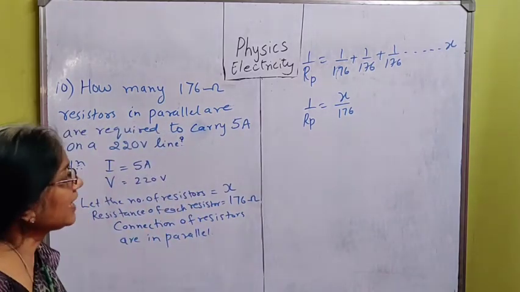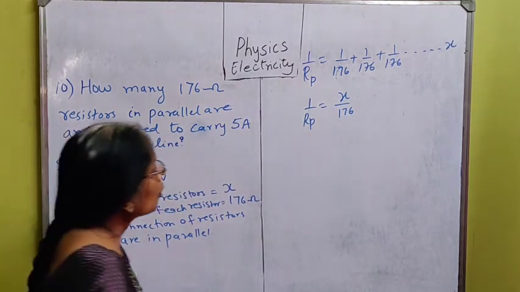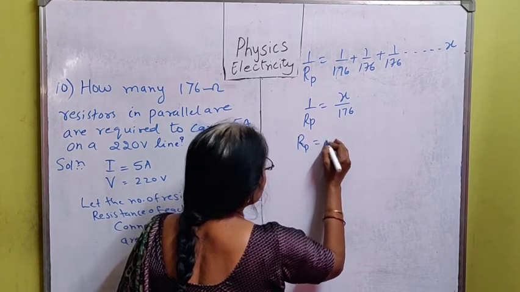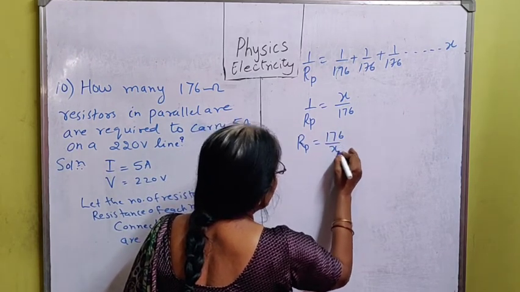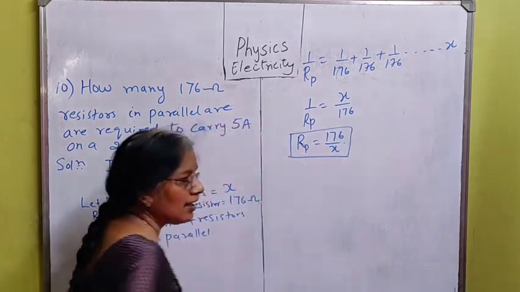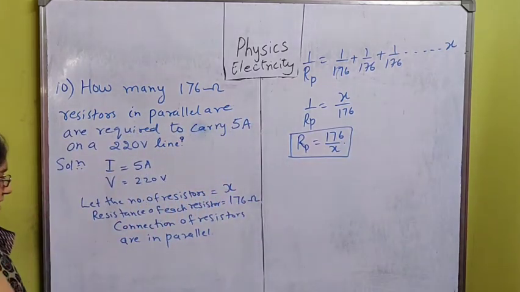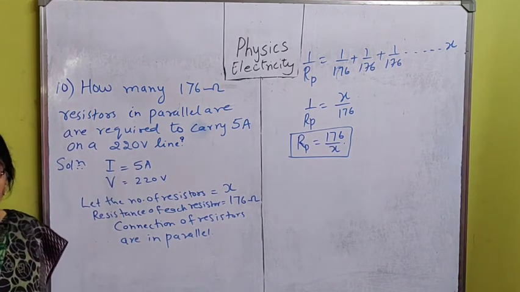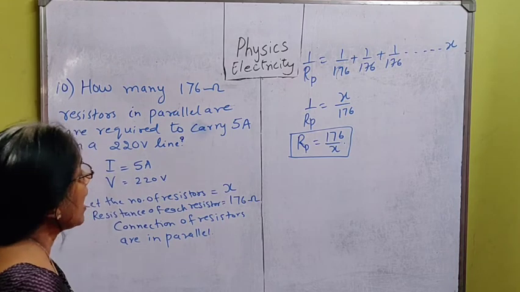So what will Rp be equal to? Rp is equal to 176 by x. So we got the resistance in parallel. V we have, I we have, R is there.